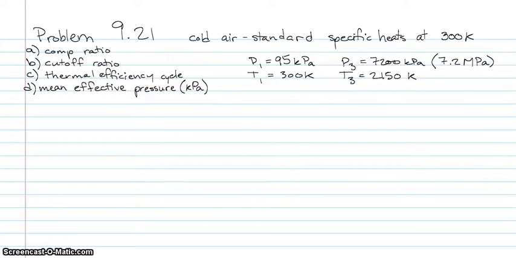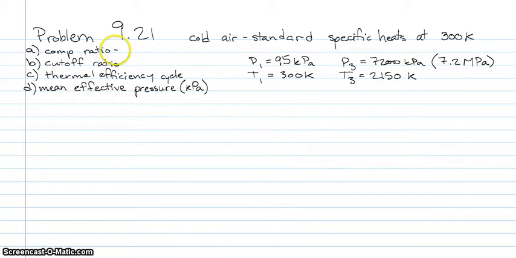Alright, this is problem 9.21. Use linear interpolation to find values at state 4. It asks us to refer to problem 9.20, excuse me. It's a Diesel cycle using a specific heat at 300 Kelvin.